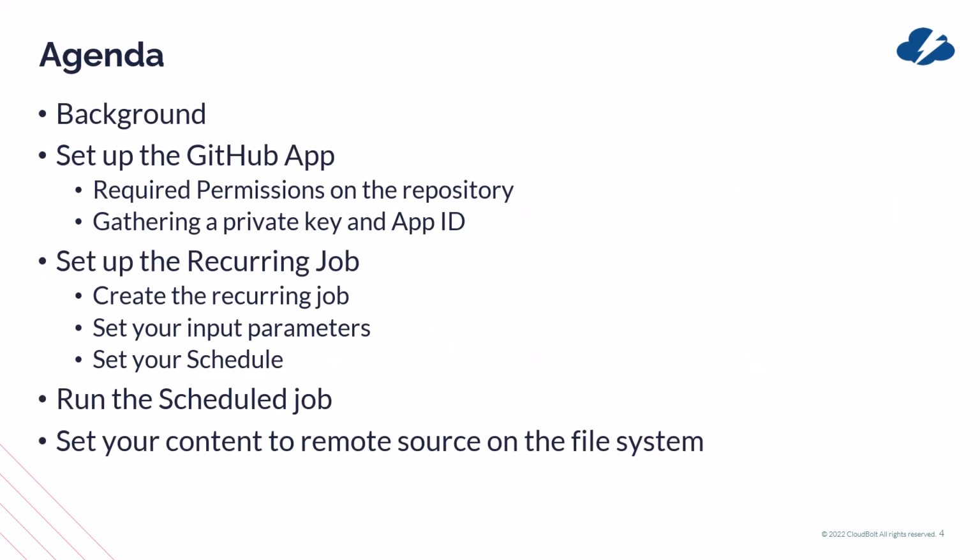So here's the agenda for the call. We're going to start off just going through the background, showing what this looks like today and what the existing behavior is. Then we're going to set up a GitHub app. We're going to set up the recurring job. We're going to run the scheduled job, and walk you through showing that those files are getting updated on the file system. And then we're going to show how to set the content to remote source. We're just going to do this for a very basic CloudBolt plugin or an action in CloudBolt. But you can also do this for things like blueprints or inbound webhooks, those types of things as well.